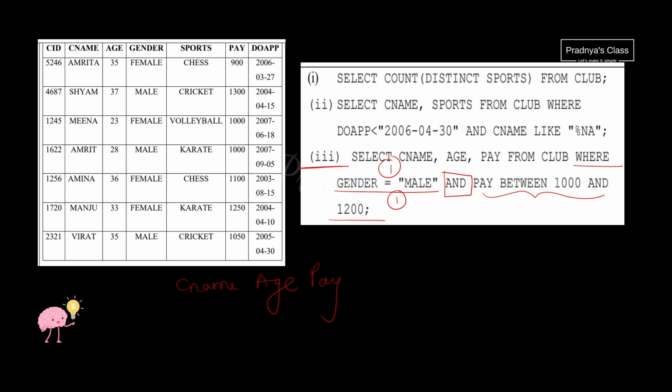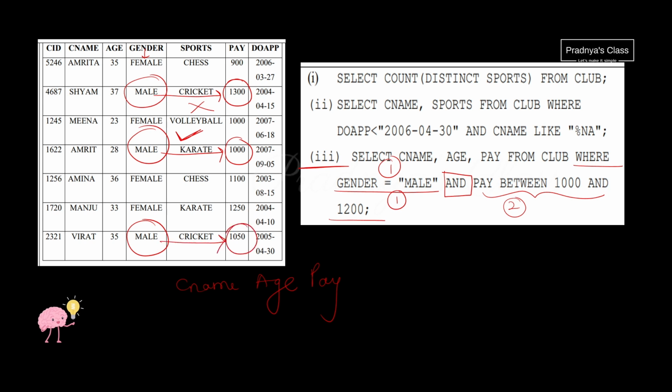Look at the gender column. With male we have a total of 3 records. Now let's check out the second condition. For this record pay is 1300. It doesn't satisfy the criteria because it is more than the specified range. Look at the next record. Pay is 1000. Yes, this record satisfies both the conditions. Moving ahead to the next record.